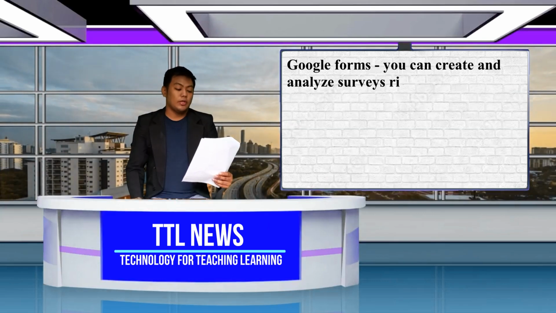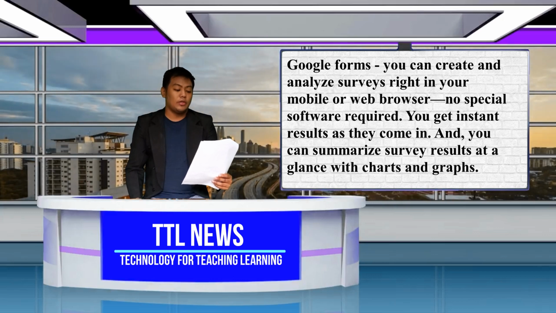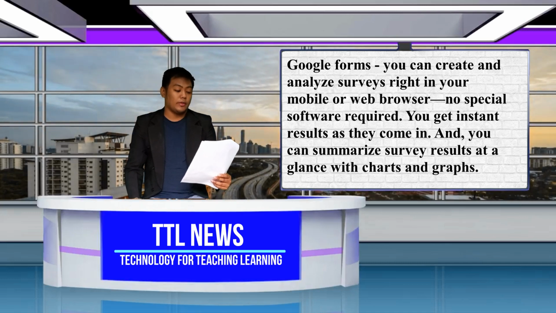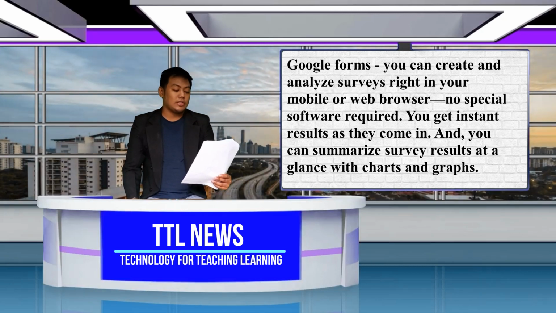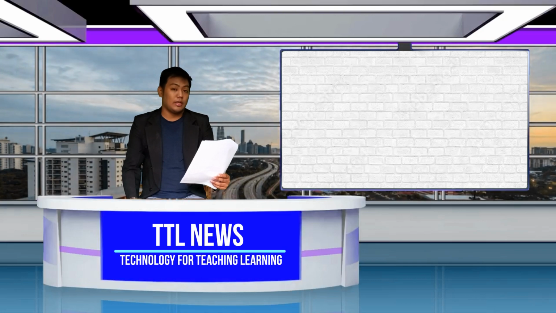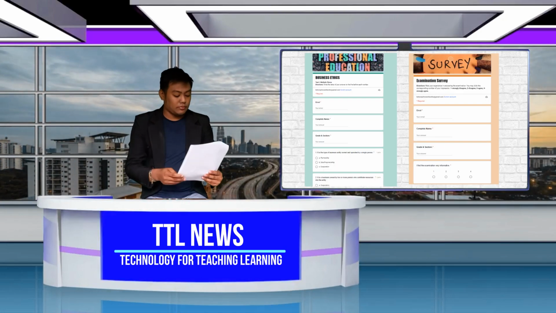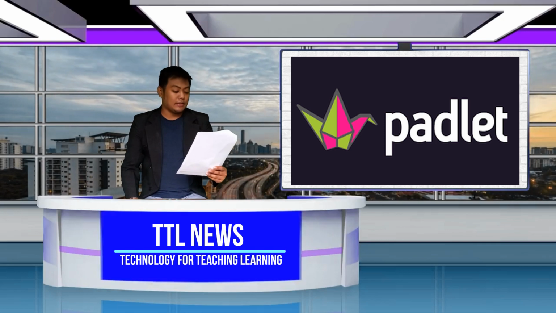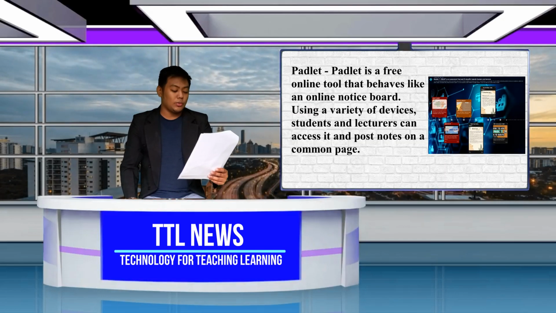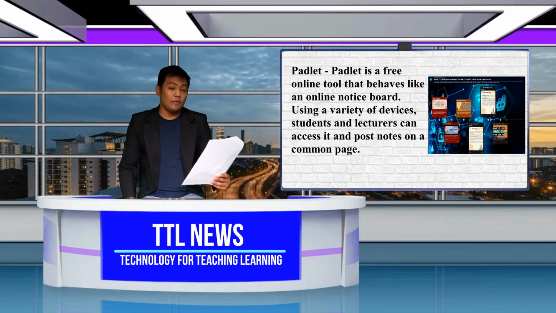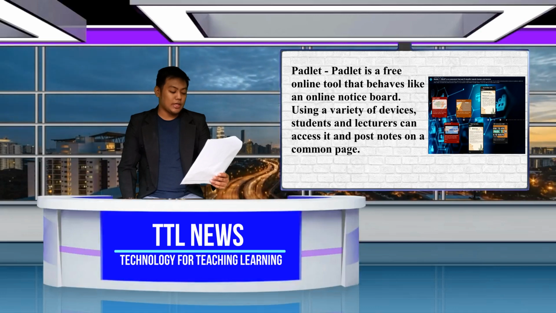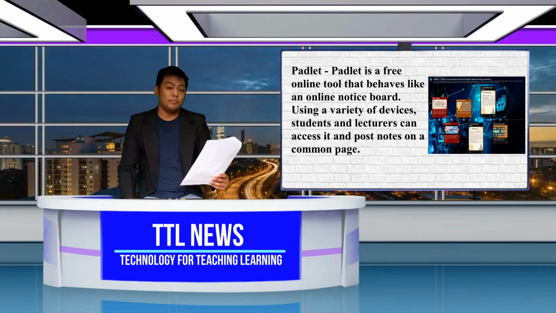Google Forms. You can create and analyze surveys right in your mobile phone or web browser. No special software required. You can get instant results as they come in, and you may summarize survey results at a glance with charts and graphs, just like this. Next is Padlet. Padlet is a free online tool that behaves like an online notice board. Using a variety of devices, students and lecturers can access it and post notes on a common page.